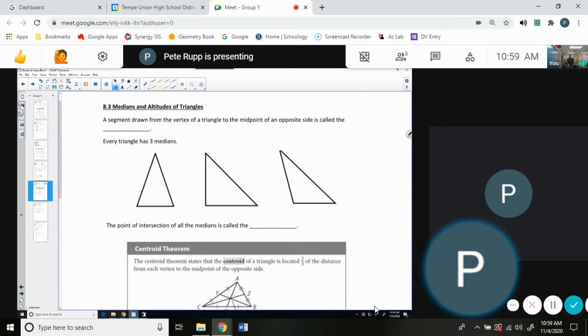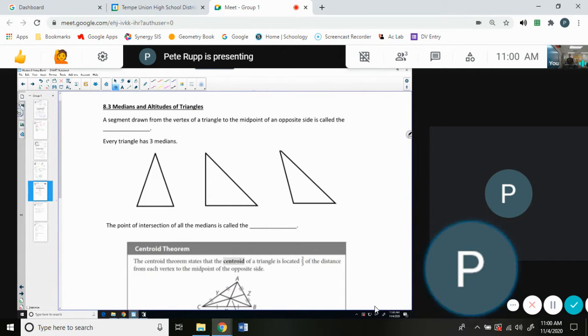Okay, today's lesson is 8.3, medians and altitudes of triangles. In this module 8, we've been talking about different segments in triangles. In 8.1, we had the perpendicular bisectors that meet at a point called the circumcenter. In 8.2, we had the angle bisectors, which meet at a point called the incenter. And today we're going to get another one.